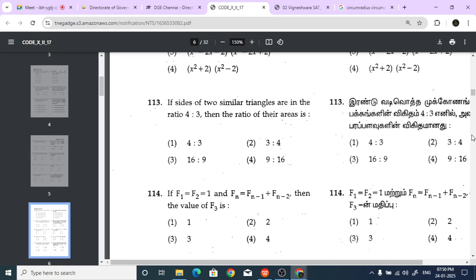Is it correct? See, if Fn equals Fn minus 1 plus Fn minus 2, the second equation, you put n equal to 3. So what will happen? F3 is equal to F2 plus F1. Am I correct? Yes, sir. What is F1? F1 is equal to F2, equal to 1. So F3 will be how much? 2, sir. 2 is the answer. It's not difficult. Maybe on the face of it, it looks difficult, but it's not difficult.